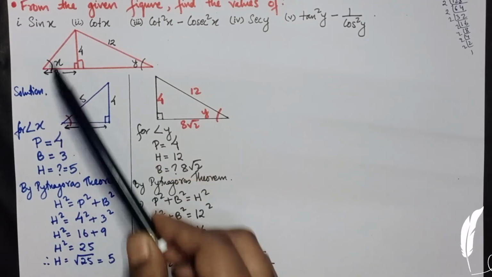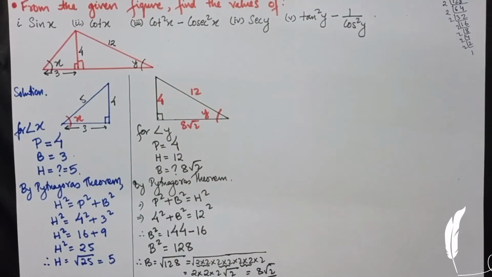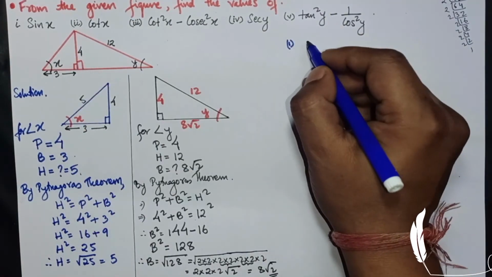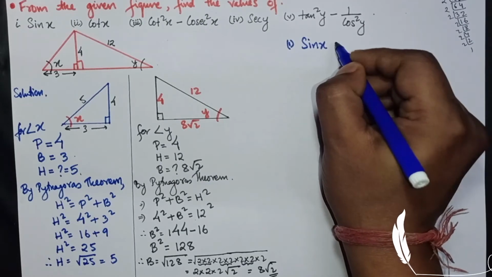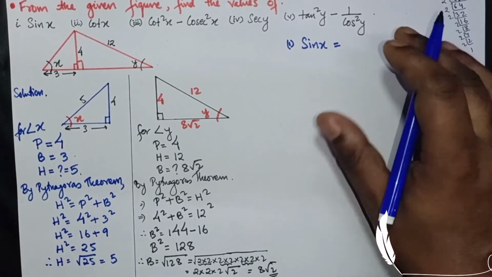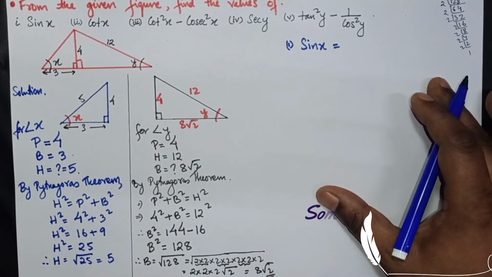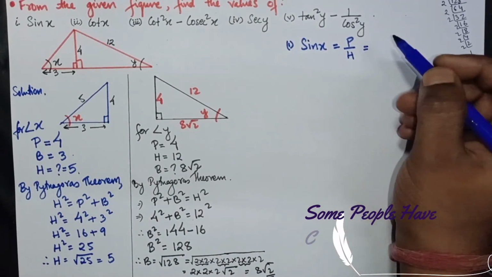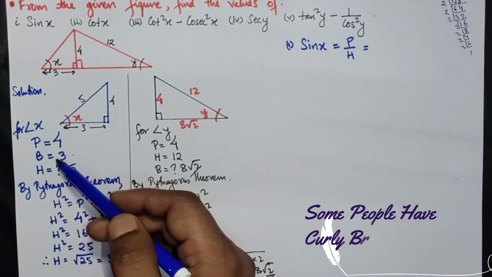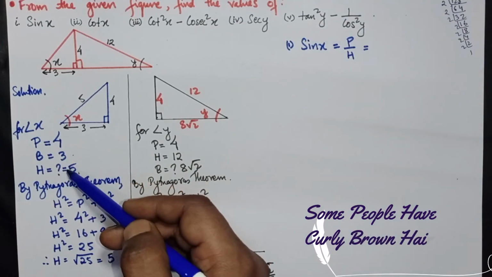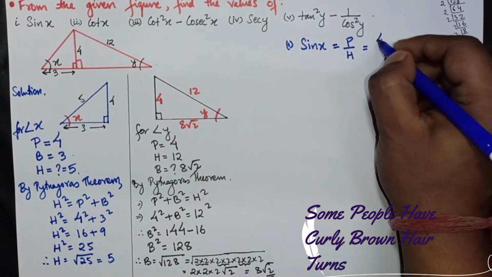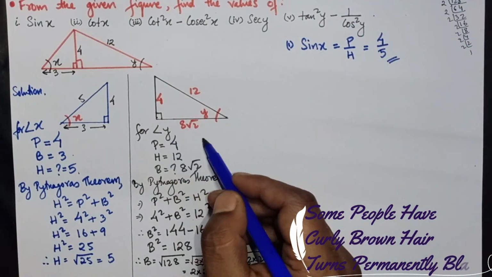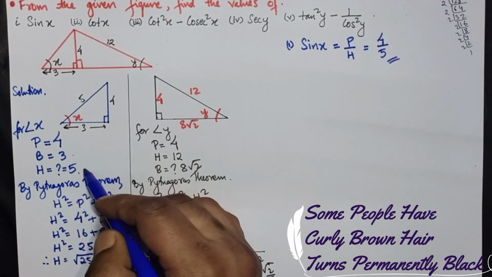Now let's find the value of sin X and the others. So number one, you have to find the value of sin X. As you know the formula, I think you are perfect with the formula. Sin X will be perpendicular upon hypotenuse. X means you have to go with X only. So perpendicular is 4 and hypotenuse is 5. So the answer will be 4 by 5. If it will be Y, then you have to go with Y. If it will be X, then you have to go with this.